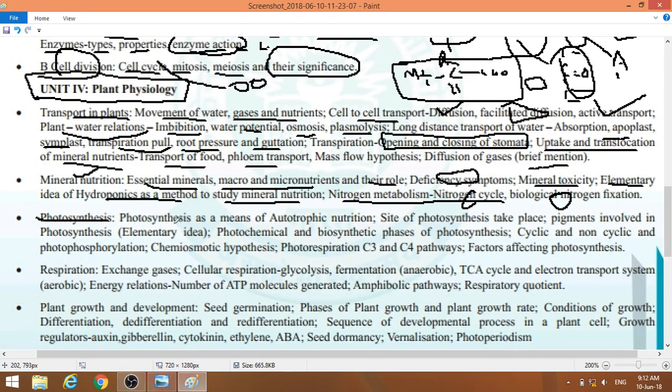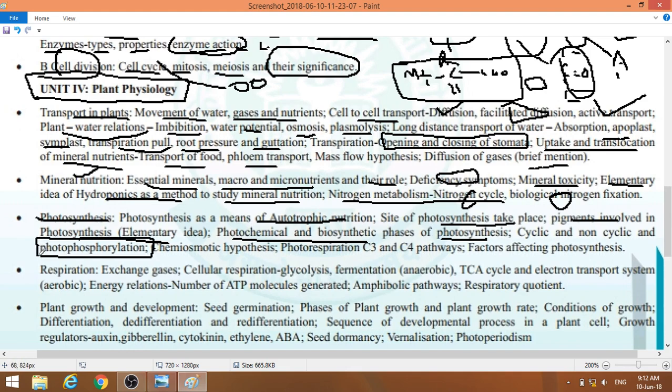In photosynthesis, you have to study it as a means of autotrophic nutrition, the site where photosynthesis takes place, and the pigments involved. Then the photochemical and biosynthetic phases of photosynthesis, cyclic and non-cyclic photophosphorylation.